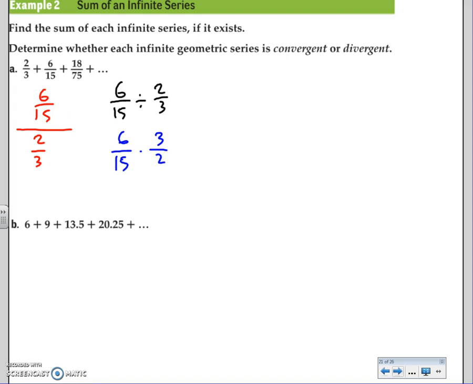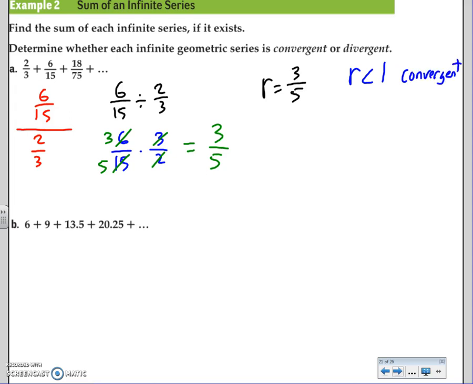Hopefully you know that 6 divided by 2 is 3, and then 3 divided by 15 is 1 over 5. So that's going to be 3/5. Because r is 3/5, that's less than 1. r less than 1 is convergent.